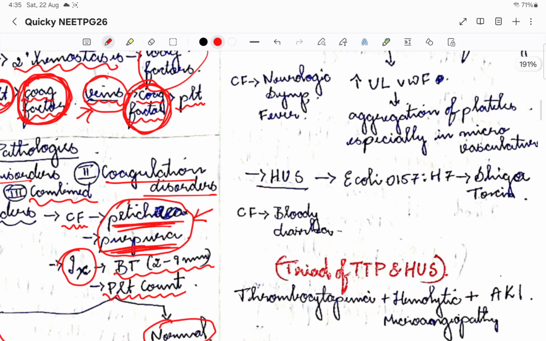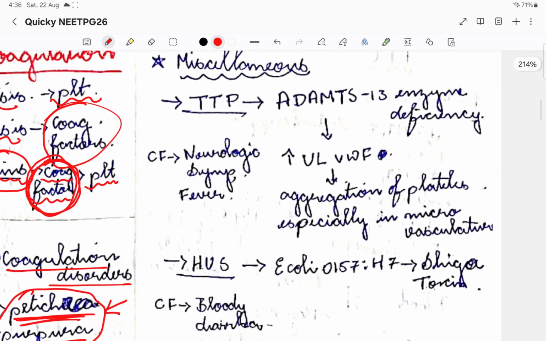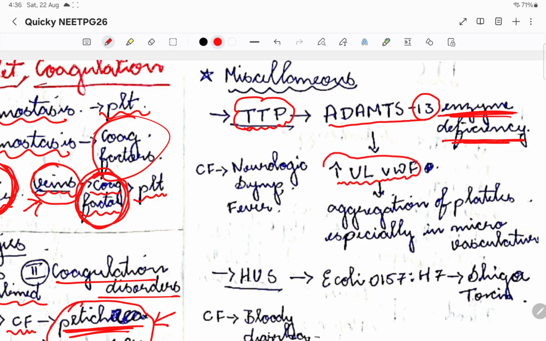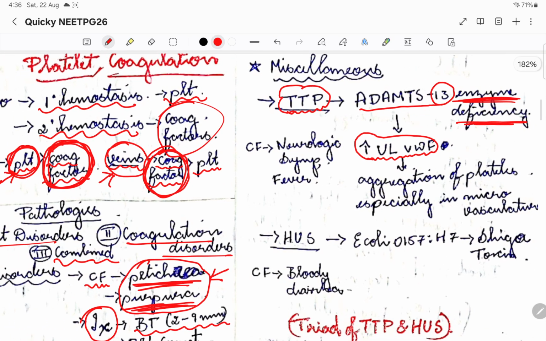Some miscellaneous stuff I'll teach you. One is thrombotic thrombocytopenic purpura, TTP. It is because of ADAMTS13 enzyme deficiency, where there is an increased amount of ultra large von Willebrand factor.